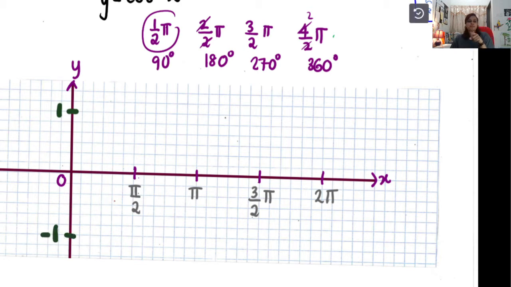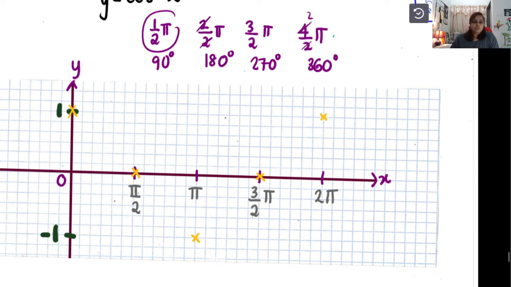Before you draw, check all the values first. Cos 0 starts from 1 here. Cos 90 is 0. Cos 180 is negative 1. Cos 270 is 0. Cos 2 pi is 1. You can check, use your calculator. Make sure you're satisfied. Then you put all the points.